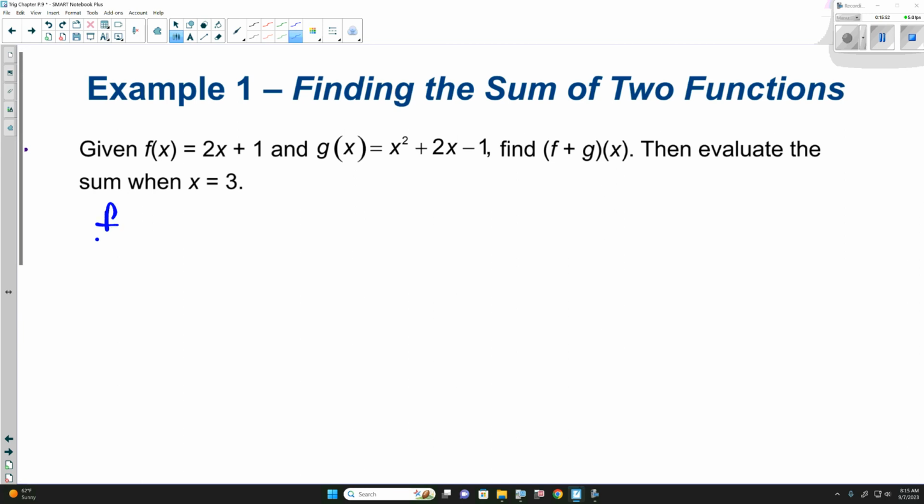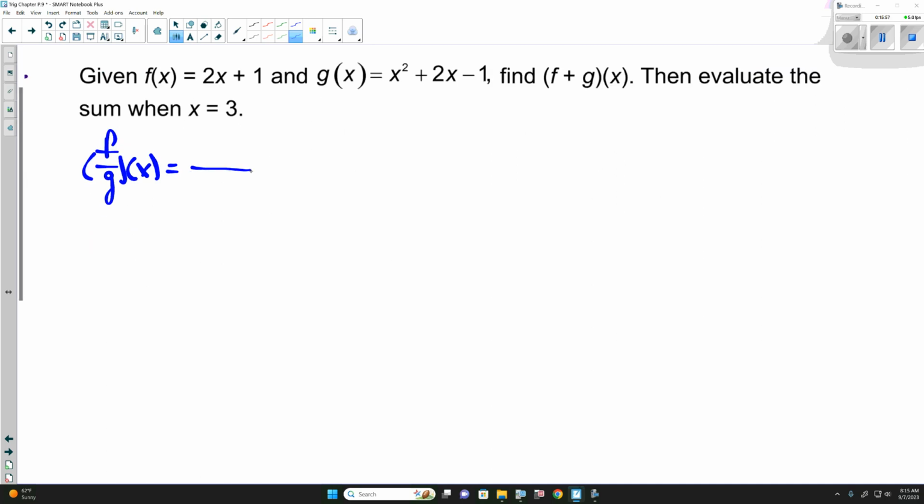The last thing we're looking at is f divided by g of x. Well, that's just telling us we have f of x divided by g of x. And we're going to put the functions on top of each other. So f of x is going to go on top. G of x, x squared plus 2x minus 1. Is there a greatest common factor in the numerator between 2x and 1? Is there a number that will go in both 2 and 1 besides 1? No. So that's as simplified as it gets.